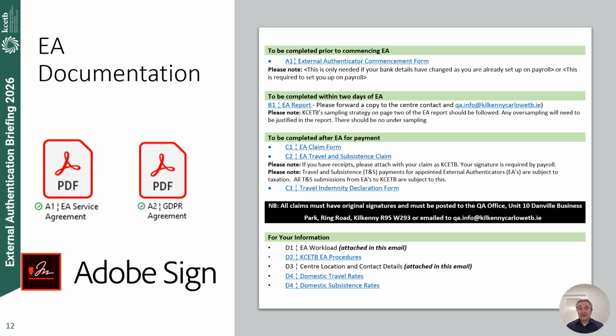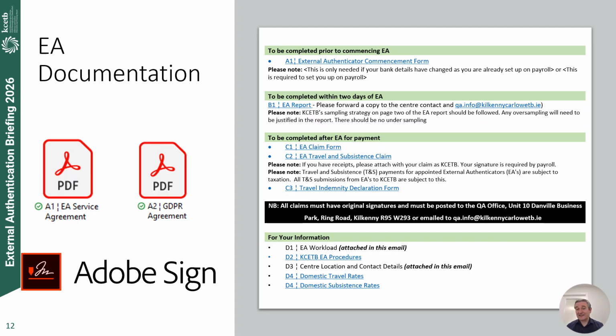Then after EAing, we would look at the payment. For payment, there's three forms. If you are EAing remotely, you'll only fill in the first form, the EA claim form. But if you're EAing in centre, you'll fill in the claim form, your travel and subsistence form, and your travel indemnity declaration form. Just to say that these forms need to be physically signed. Our finance department will only take physical signatures, so you will need to print them, sign them, and then you can scan them and email them back to us, or you can post it to the address there.